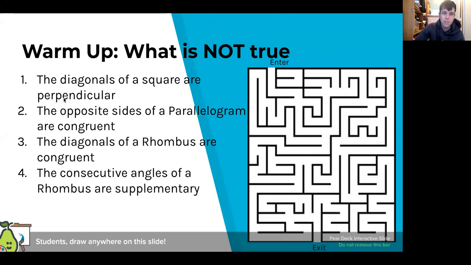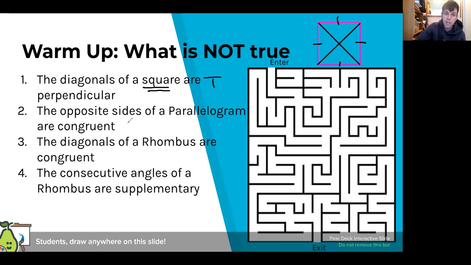The diagonals of a square are perpendicular. So let's think about this. We have a square, the diagonals are perpendicular. That is a property that we probably should be familiar with. This is a property of rhombuses, that the diagonals are perpendicular. But remember, a square is a rhombus, right? All the sides are equal. So this one is true.